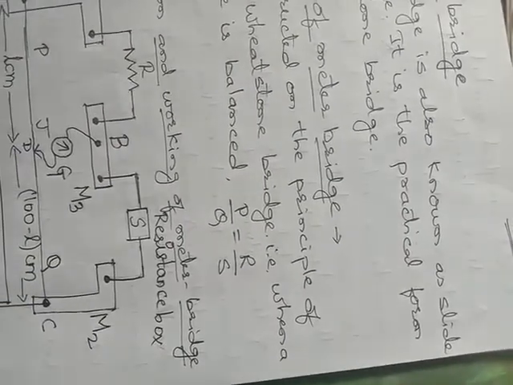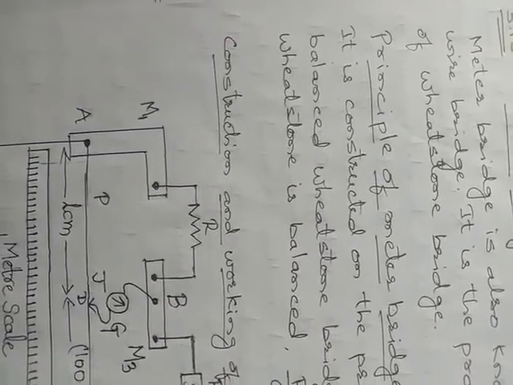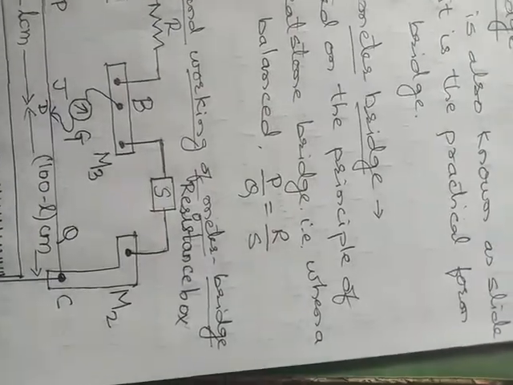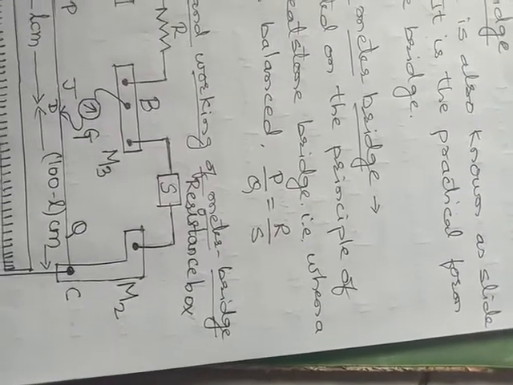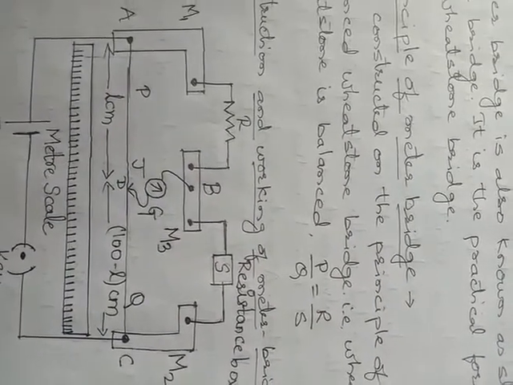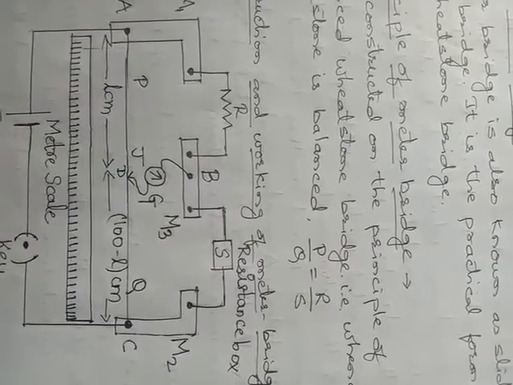What is balanced Wheatstone bridge? P by Q is equal to R by S. P by Q is equal to R by S is the balanced Wheatstone bridge. Now what is the construction for this?